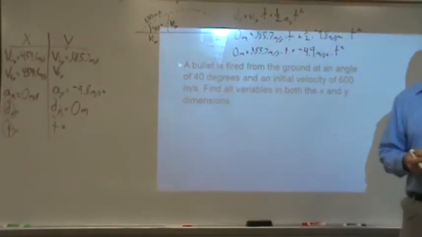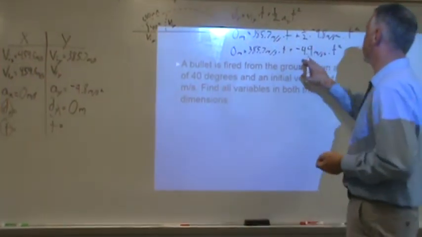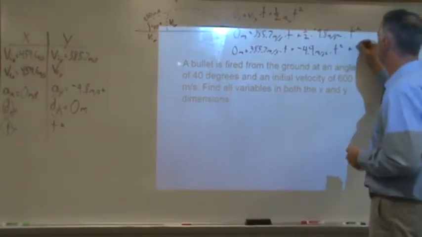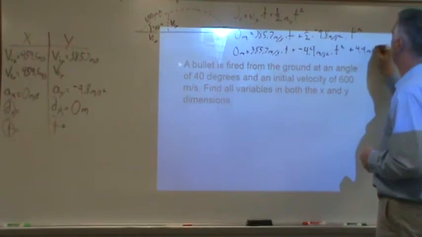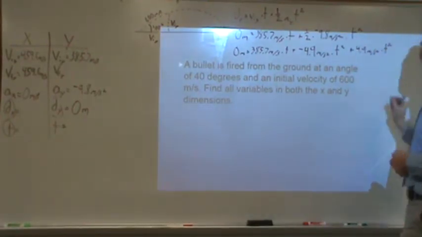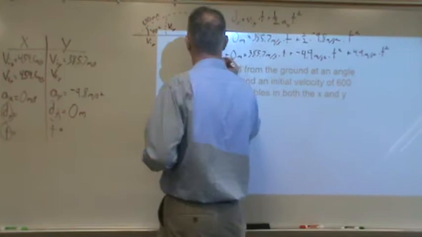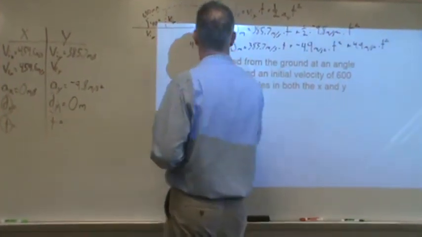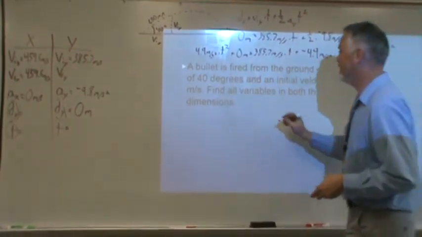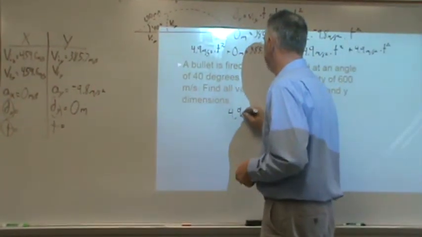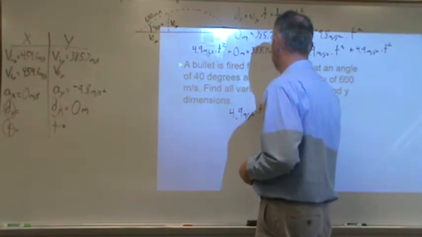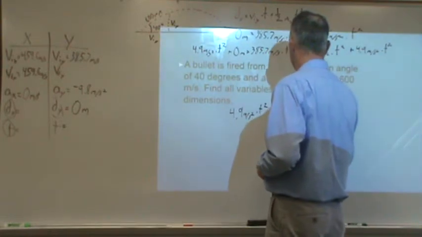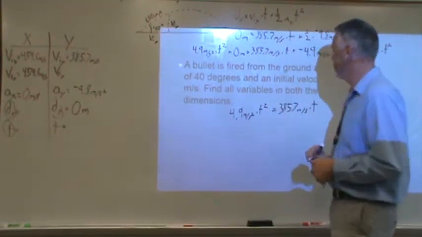Now, I have a negative over here. What can I do with it? Add it to both sides. So negative 4.9 meters per second squared times t squared plus 4.9 meters per second squared times t squared. So do that to the other side as well. So I'm going to end up with 4.9 meters per second squared times t squared equals 385.7 meters per second times t.